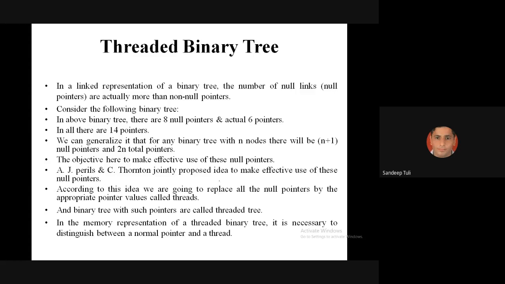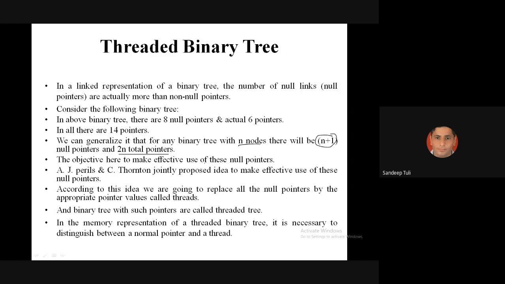We can generalize it for any binary tree with n nodes, full binary tree, that there will be n plus 1 null pointers and 2n total pointers. So overall 2n pointers are there, out of which n plus 1 will always be null in a full binary tree. That is a big amount, more than half the pointers are null. So that is a very major drawback of the simple binary tree.